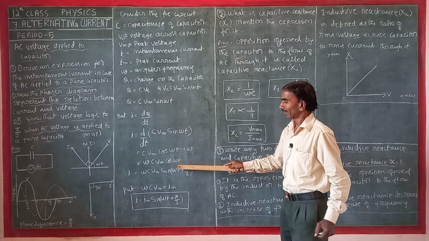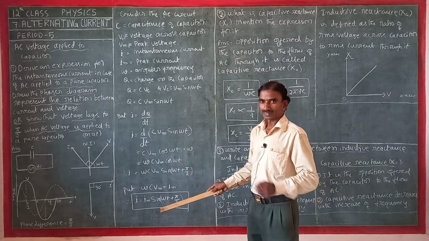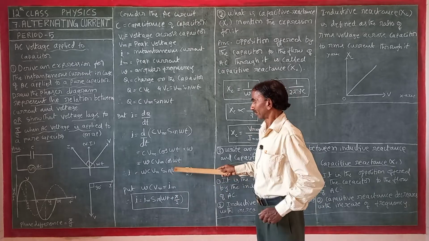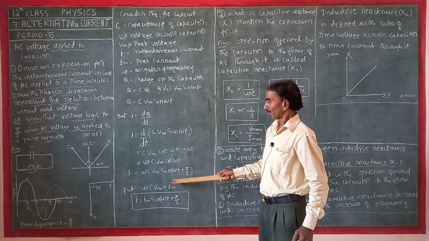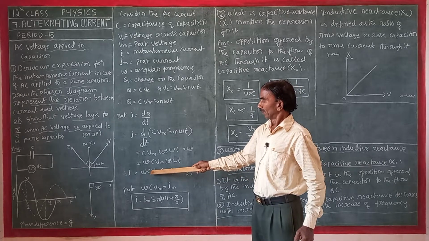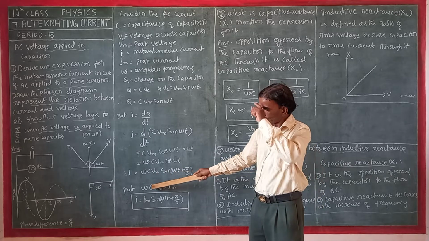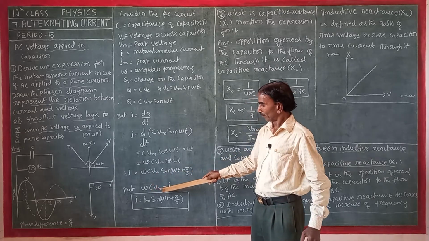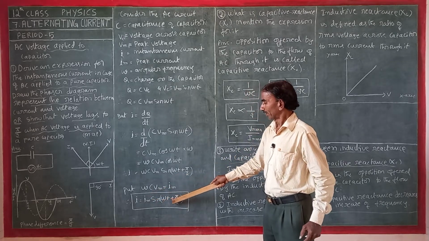The formula for cos omega t is sin(omega t plus pi by 2). Sin(90 plus x) is equal to cos x, this is the formula. So the current is omega C Vm cos omega t. Put omega C Vm equal to Im. So I is equal to Im sin(omega t plus pi by 2).